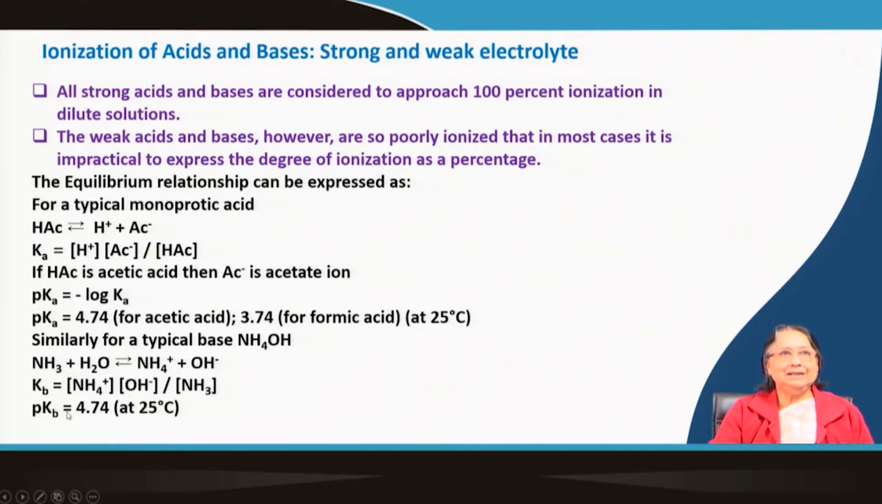And this is very interesting for me: the pKa of acetic acid is 4.74 and the pKb of ammonia is also 4.74. I will show you a nice example in later slides. It is very interesting, I will tell you later.